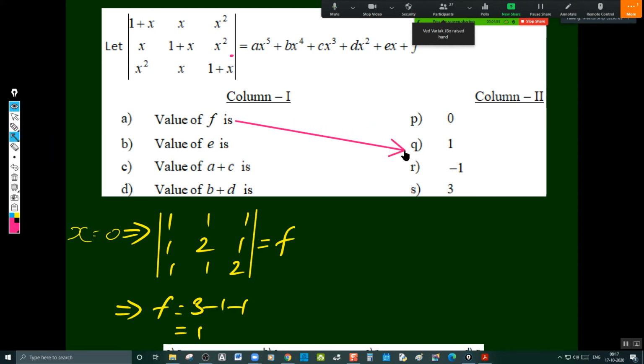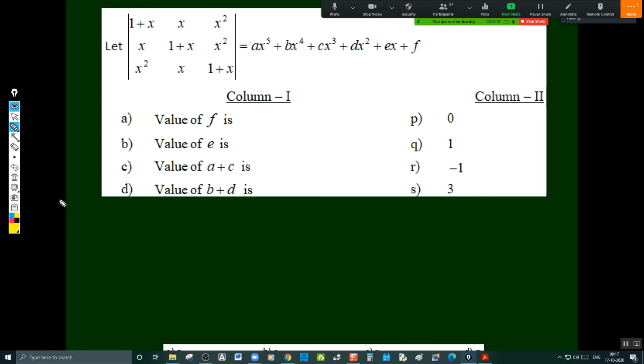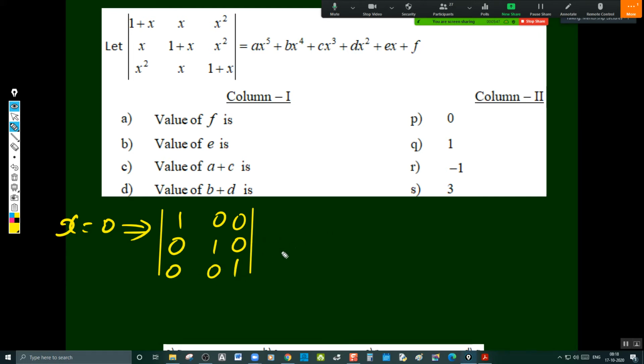Are you there, everyone? Yes, sir. So you have written x equal to 0, which implies the determinant with rows 1 0 0, 0 1 0, 0 0 1 is equal to f. So in this case also f is 1.